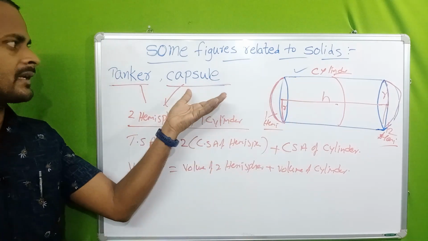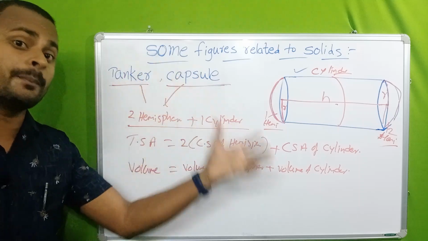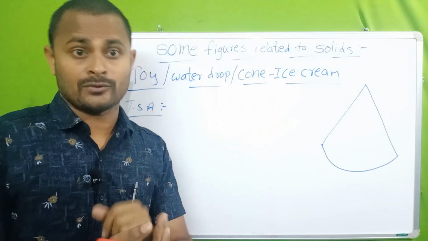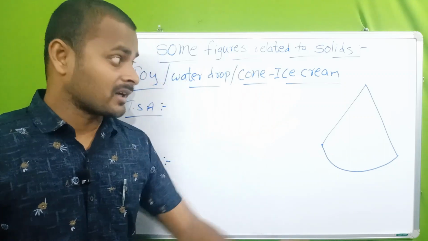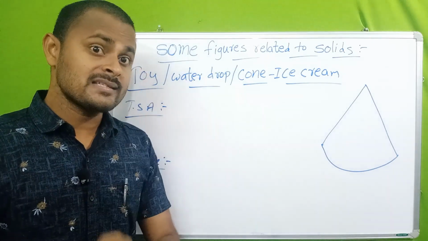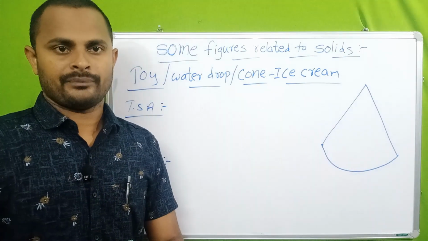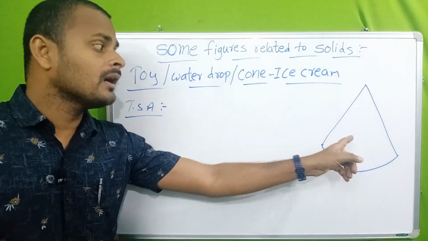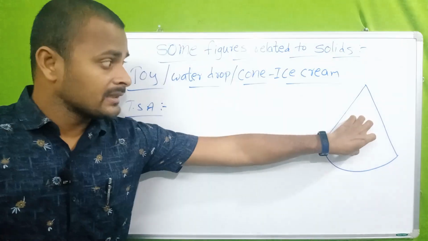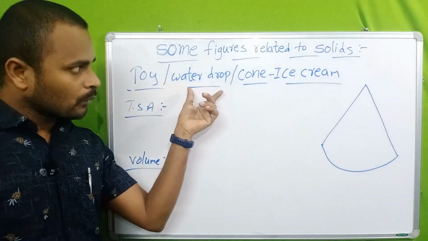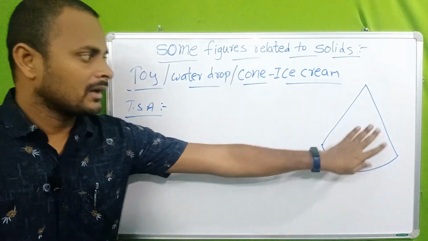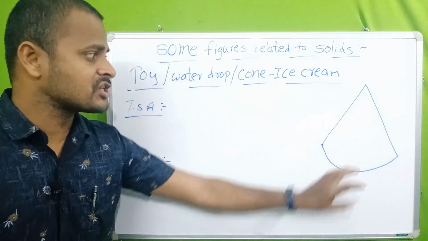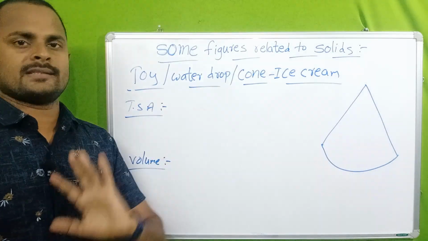Just imagine the object. What is the shape of the capsule and what is the shape of the tanker? It's a combination of shapes. Just imagine some kinds of objects like toys or a water drop. What is the shape of a water drop? This is the shape of a water drop. And you can imagine this is also the shape of a cone ice cream. Am I right or not? Just reverse the figure. What is the shape of this? This is in the shape of a cone ice cream. So sometimes in these objects, like toys, water drops or cone ice creams, first just recognize what the shapes are in this particular object.